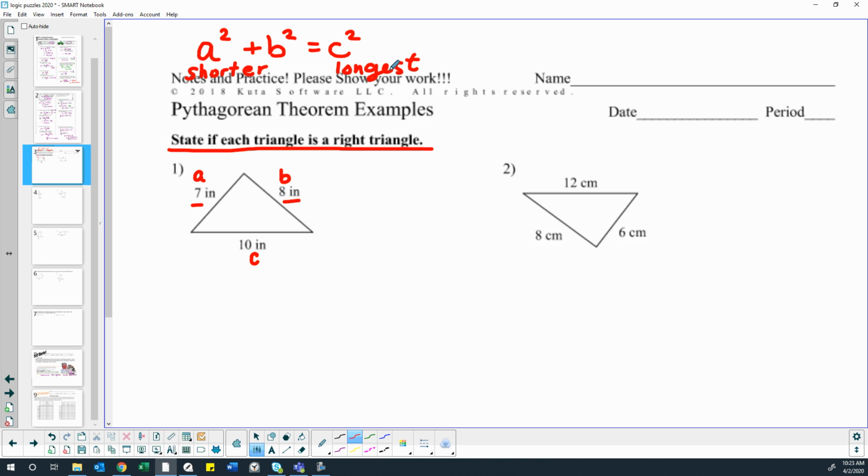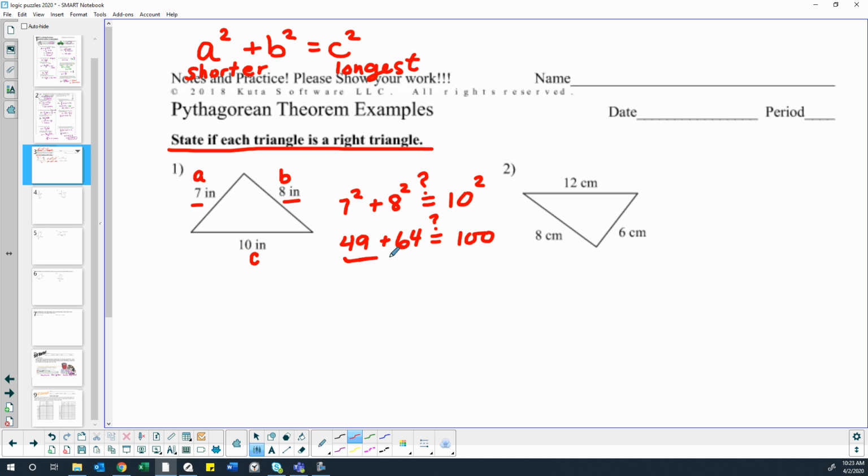So now we're going to use our formula. We're going to go 7 squared plus 8 squared, and we want to see, I'm going to put a question mark over that equal sign because I don't know if it's going to be equal or not. We're going to see if that is equal to 10 squared. So 7 squared is 7 times 7, which is 49. 8 squared is 8 times 8, which is 64. And 10 squared is 10 times 10, which is 100.